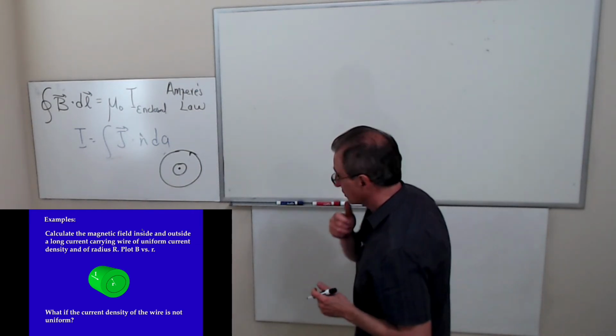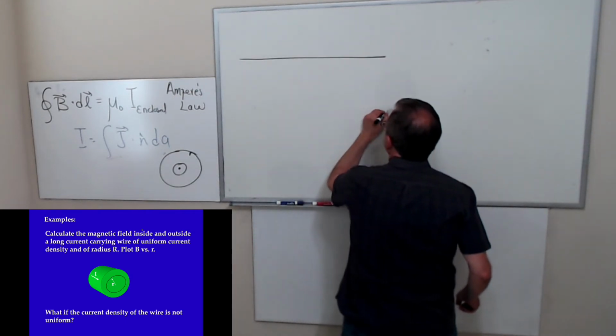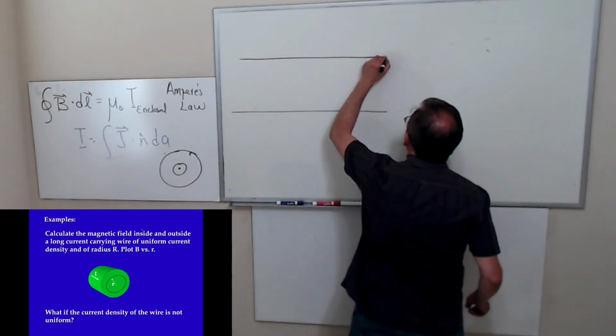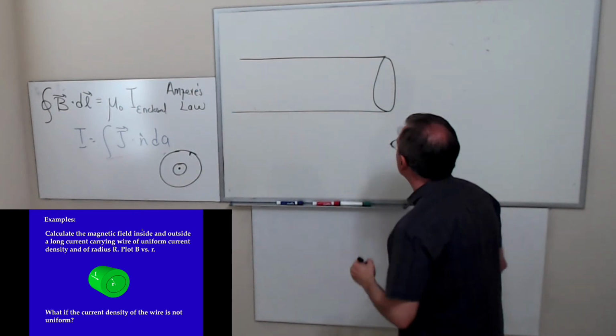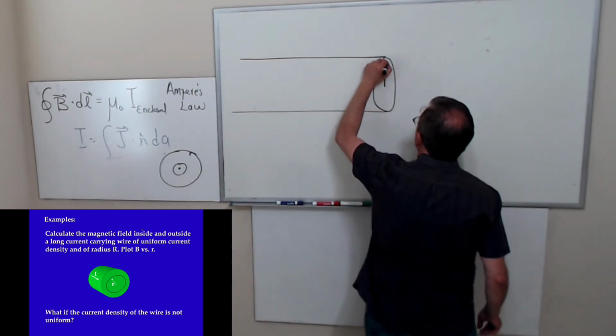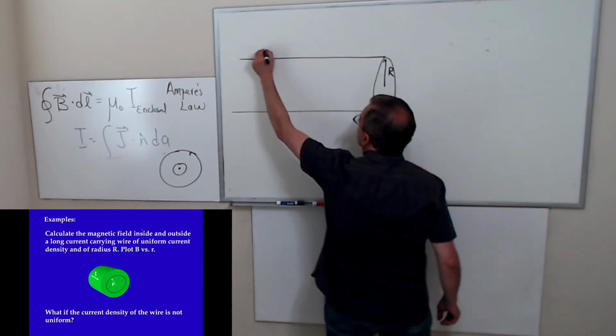Okay. So let's say we have a thick wire. And the radius is capital R. And it's solid.